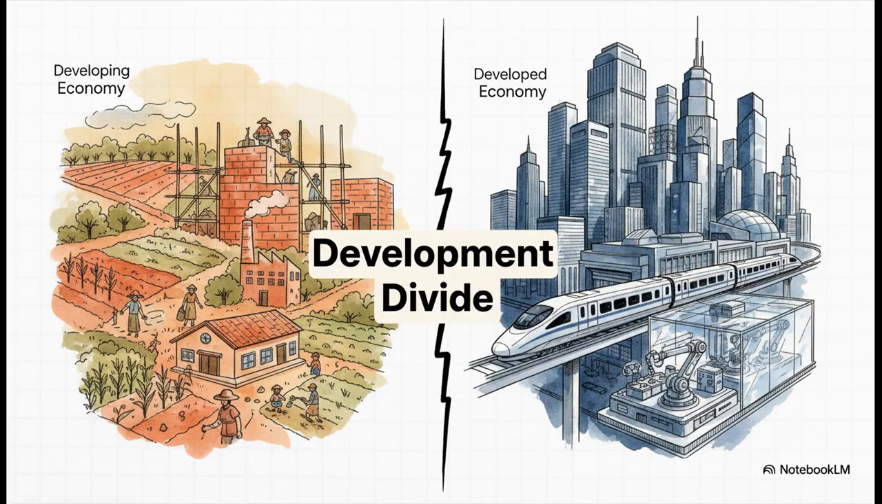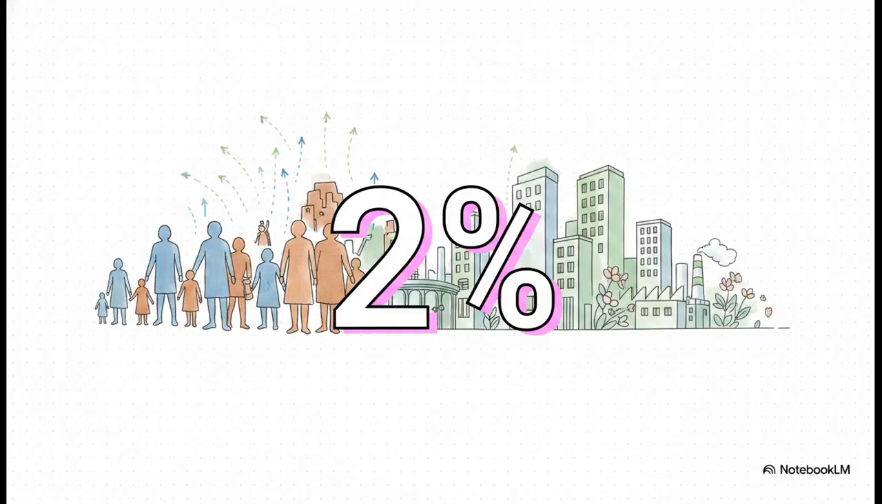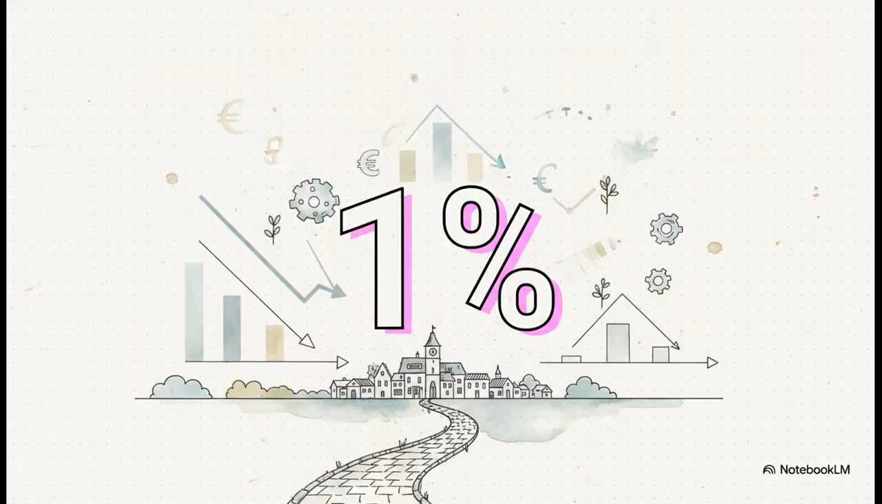All right, let's kick things off with that first lens, the development divide. This is a big one. And you can really see the split here. We're talking big differences in income, education, and health. Take population. In developing economies, it can shoot up by over 2% every single year. Compare that to developed economies, where that growth rate is often way less than 1%.